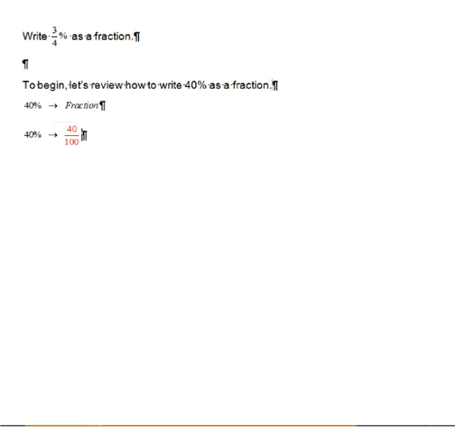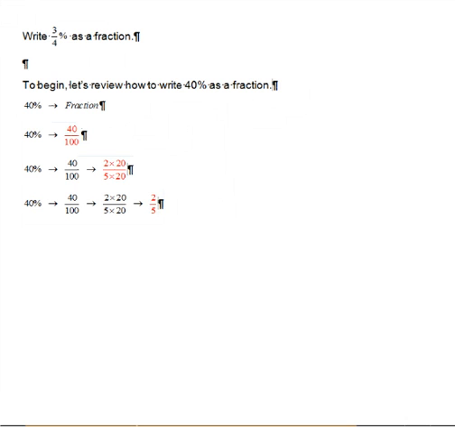As a result, we can rewrite both 40 and 100 as the product of 20 and some other factor. So rewriting 40 as the product of 2 times 20 and rewriting 100 as the product of 5 times 20, we may then simplify our result, yielding 2/5. So 40%, when written as a fraction, would be written as 2/5.